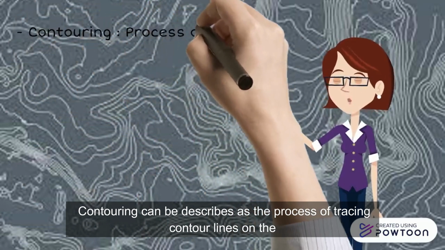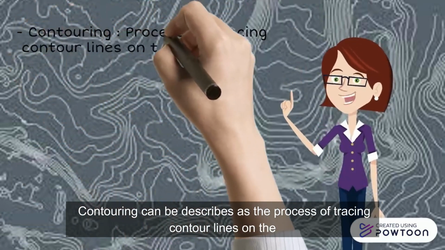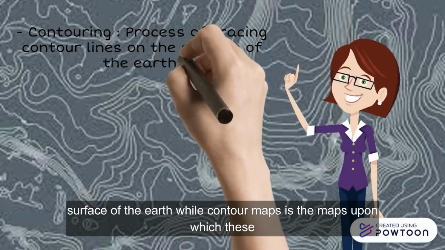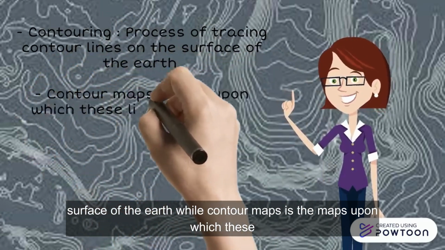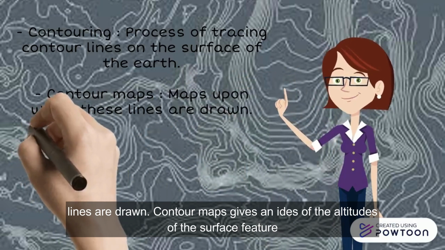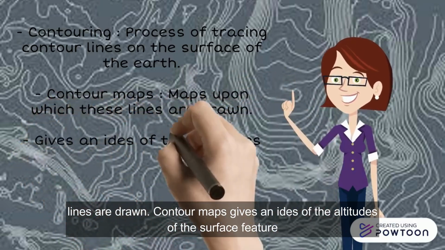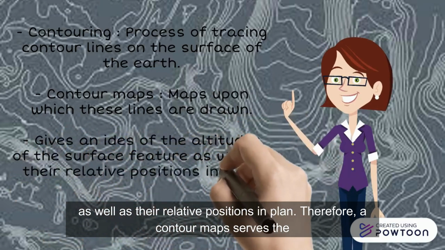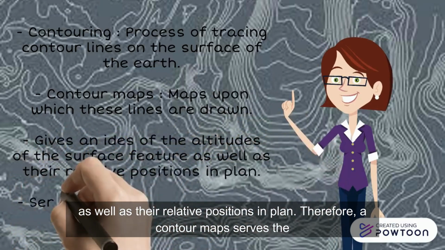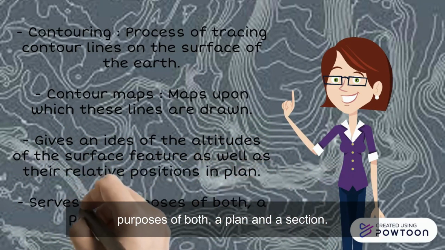Contouring can be described as the process of tracing contour lines on the surface of the earth, while contour maps are the maps upon which these lines are drawn. Contour maps give an idea of the altitude of the surface feature as well as their relative positions in plan. Therefore, a contour map serves the purposes of both a plan and a section.